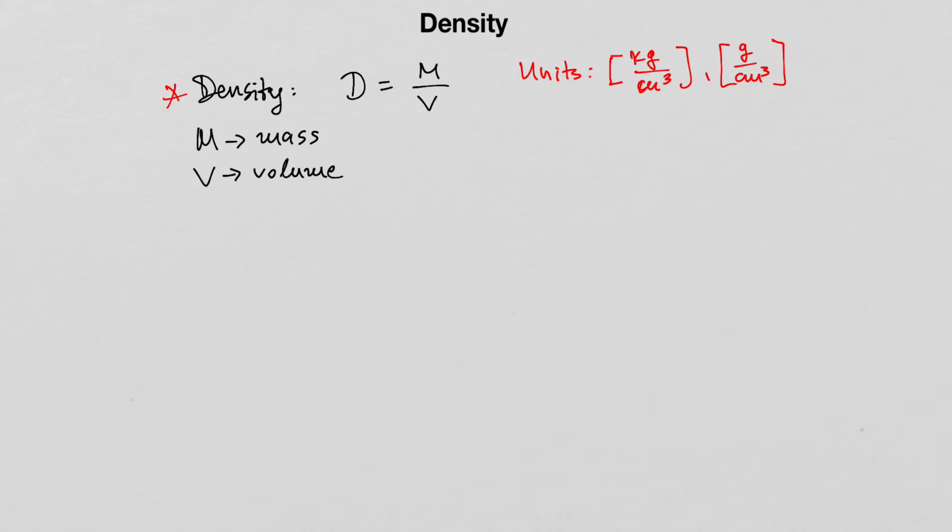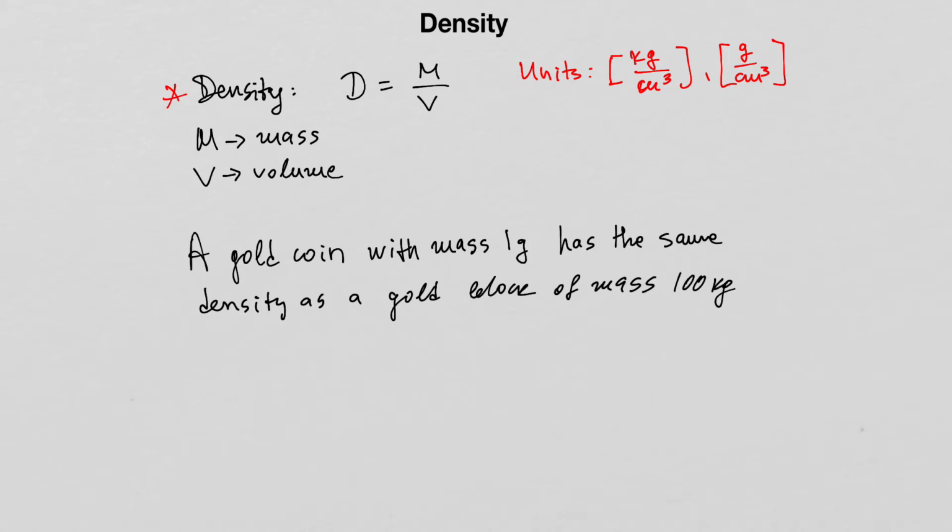So, for example, 1 gram of gold coin has the same density as a 1 kilogram of gold block. So a gold coin with mass of 1 gram has the same density as a gold block of mass 100 kilograms. Clearly the masses are way different, the volumes will be also way different, but the density, the ratio of mass to volume, will remain constant.